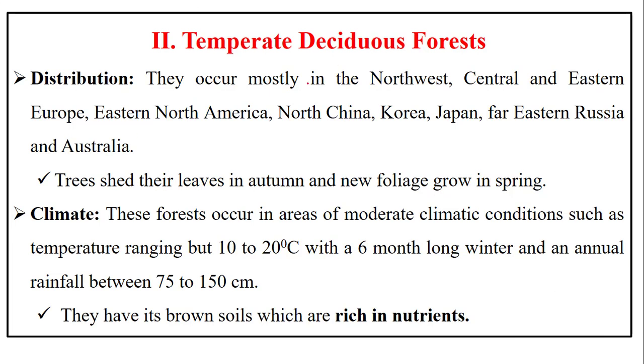The second classification of the forests is temperate deciduous forests. When we are talking about the distribution, they occur mostly in northwest, central and eastern Europe, Eastern North America, North China, Korea, Japan, and Far East Russia, as well as in Australia. When we see the fauna and the flora, trees shed their leaves in autumn.